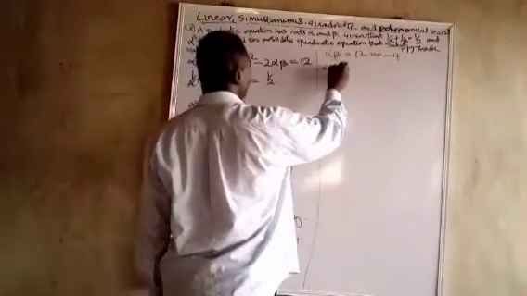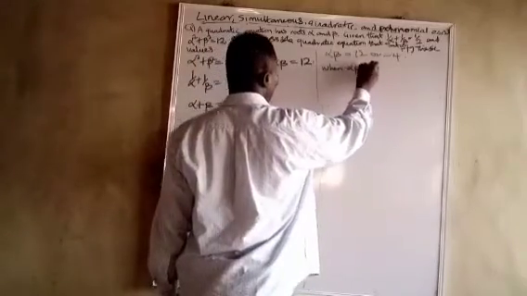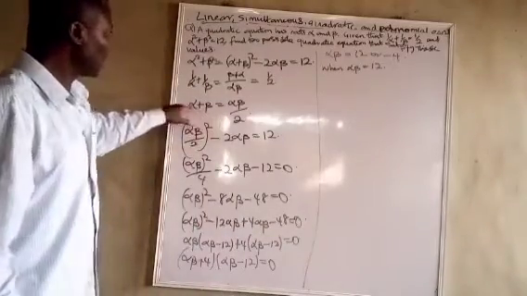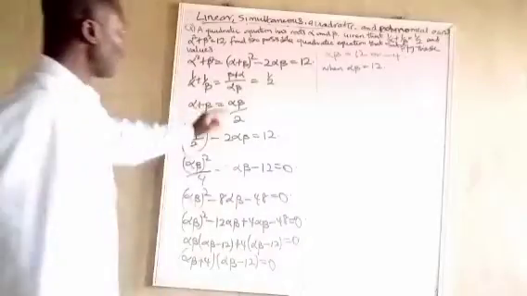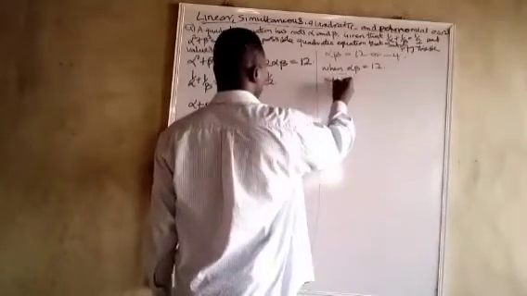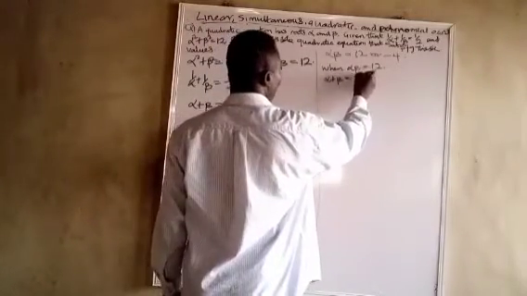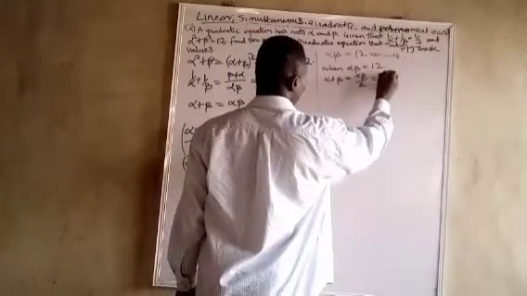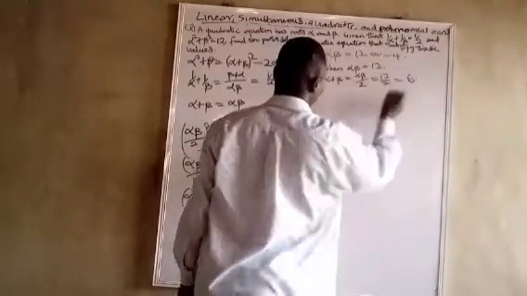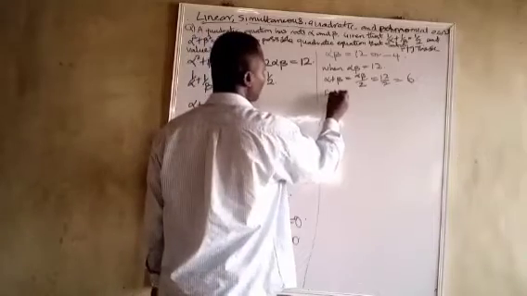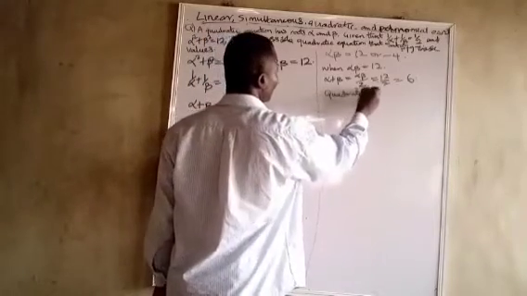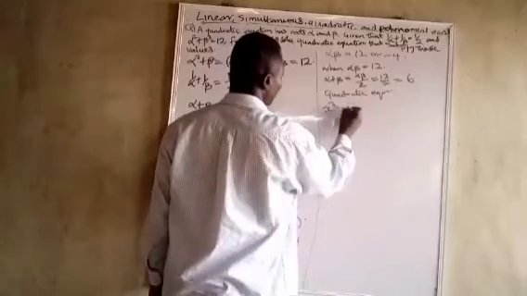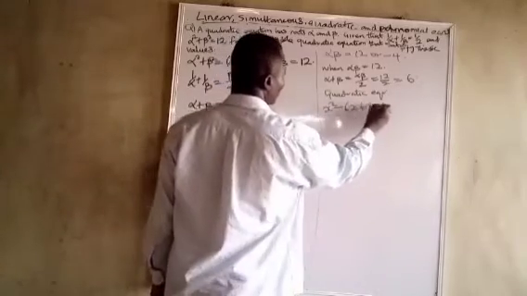When alpha beta is equal to 12, alpha plus beta will become alpha beta over 2. That is 12 over 2, which is equal to 6. So the quadratic equation here will be x squared minus the sum, 6x, plus the product.